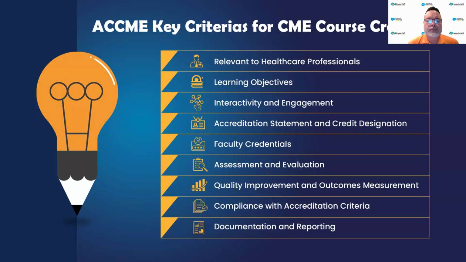Secondly, you always want to have learning objectives. So ACCME requires you to have clear and measurable learning objectives that specify the knowledge, skills, or behaviors participants will acquire upon completion of the course. The objectives should be achievable within the context of the course format and duration. And usually you want to put these right in the course overview.